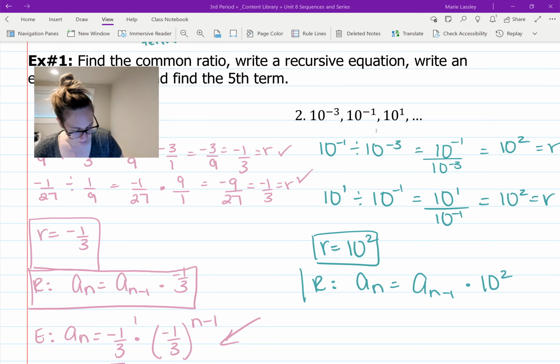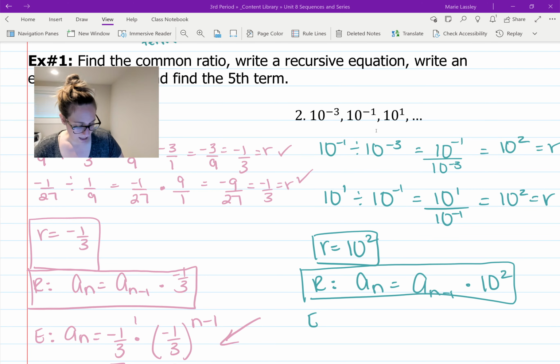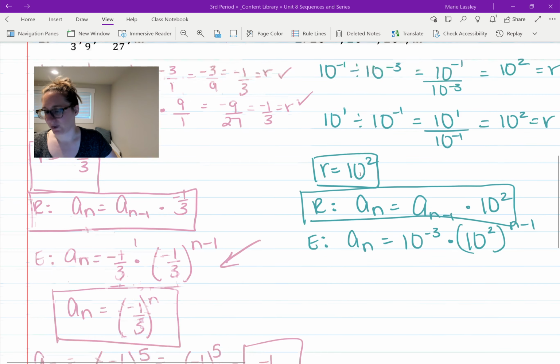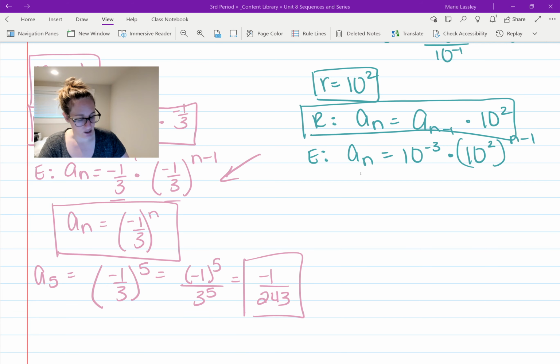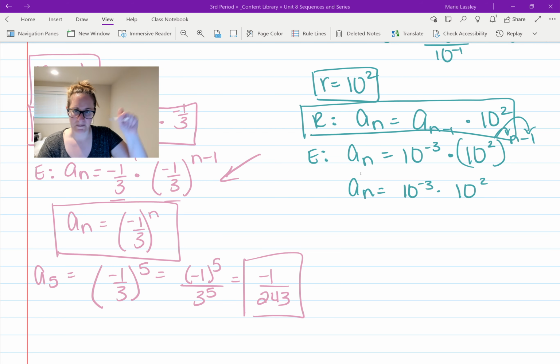All right, so now we need explicit. a sub n equals our first term, 10 to the power of -3, times our common ratio of 10 squared to the power of n minus 1. Now we can simplify this. We know some exponent rules. When you're raising an exponent to an exponent, you want to distribute. So we distribute that to the part outside. Now we have a sub n equals 10 to the -3 times 10 to the 2n minus 2.